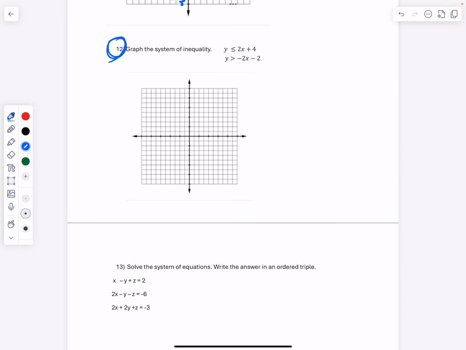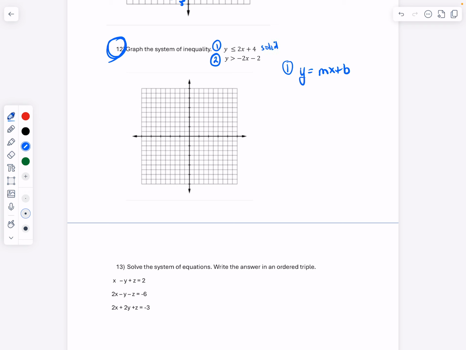Okay, this is number 12 from the MAC 1105 paper review for test number 3. All right, so for this one, we're going to call the first line line number 1, and we're going to graph the second line line number 2. So line number 1 is already in y equals mx plus b form. And I know that the line will be solid because I have an equal sign in the inequality.